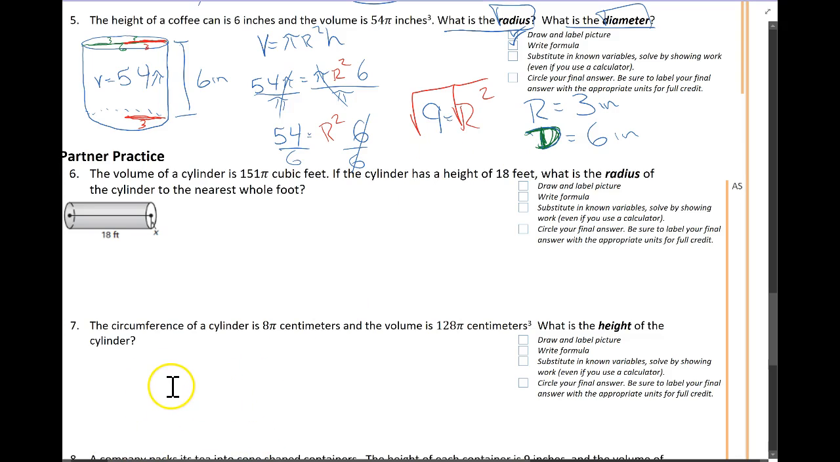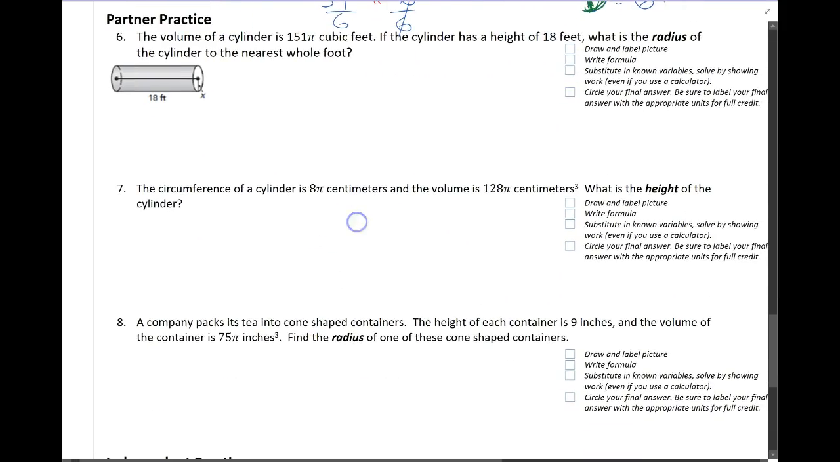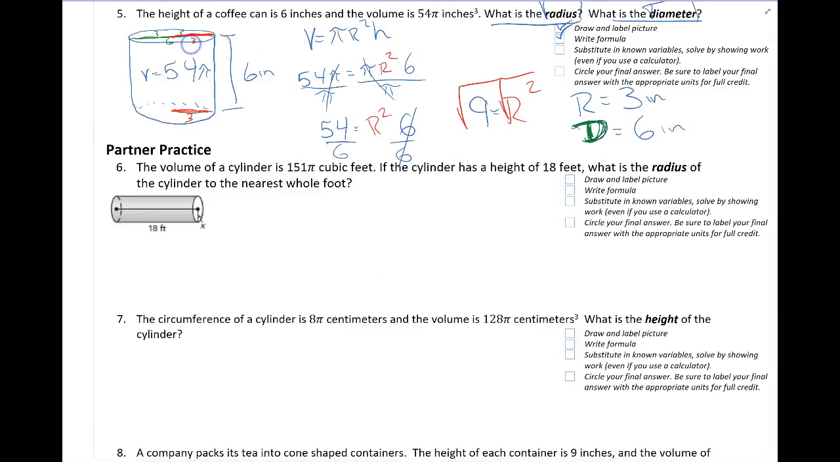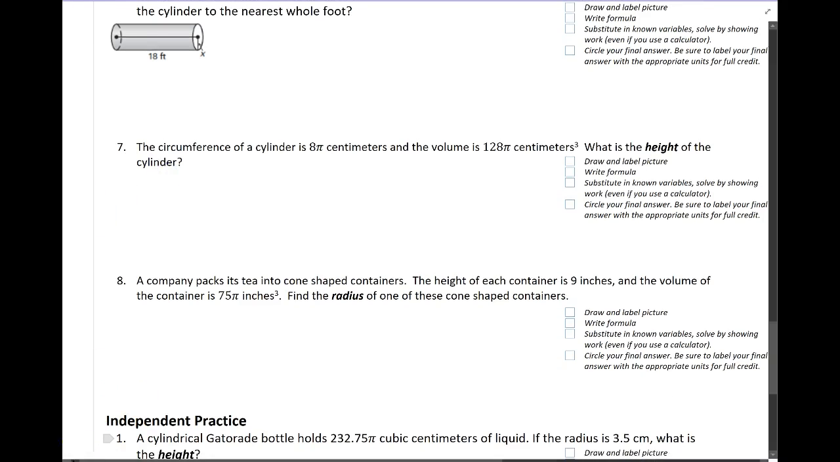Hopefully that was helpful. You're going to transition now into the partner practice. Again, use all of these as references to go back and check. Hopefully that was informative. If you do have questions, please raise your hand.